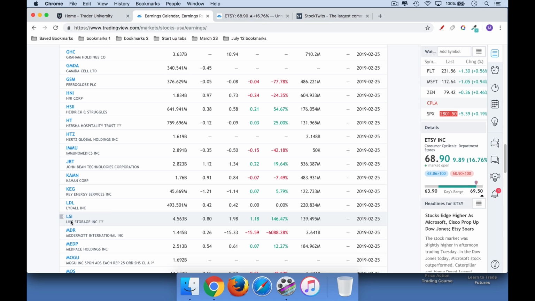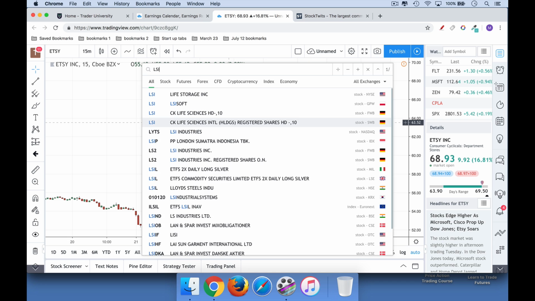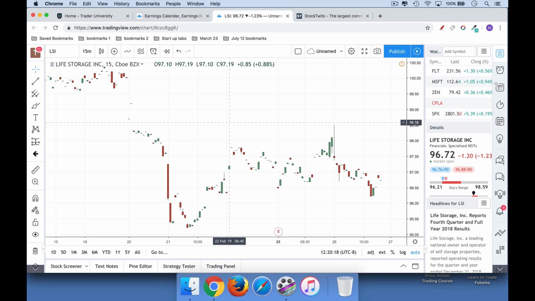Now when you find a name, you just get the ticker, LSI. For example, this is Life Storage and the ticker is LSI. We're going to go to a 15-minute candlestick chart, and we'll type in LSI. If you see a chart that looks like this, where there's lots of gaps, lots of little holes, lots of little horizontal lines, this tells you that the stock is not liquid enough to day trade.